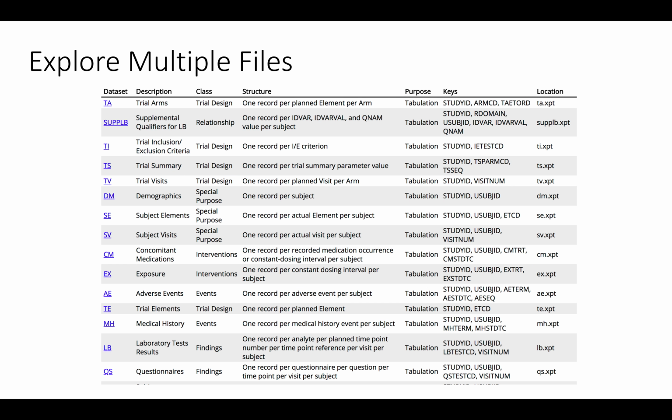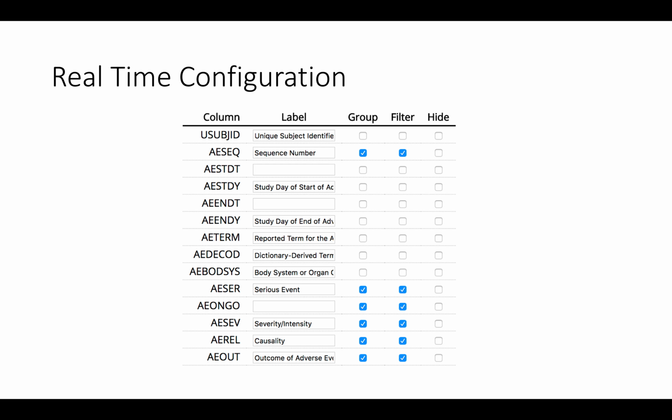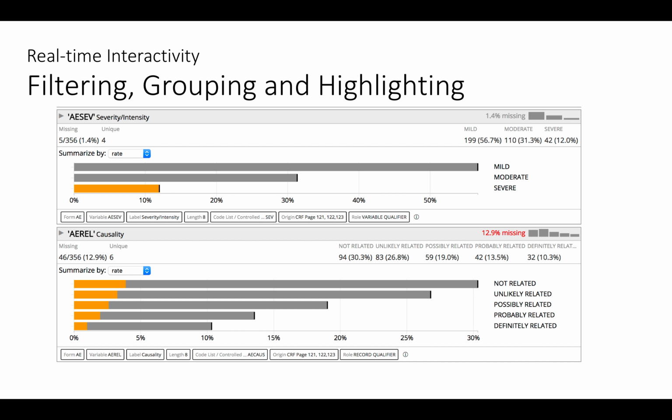We also have the ability to explore multiple files. What we tend to do is just load in every single file from the clinical trials we're working on. And you can add some metadata about the files as well. Real-time configurations are available. The tool tries to make some educated guesses about what variables you would want to use as groups or filters, but you can go in and change that on the settings tab.